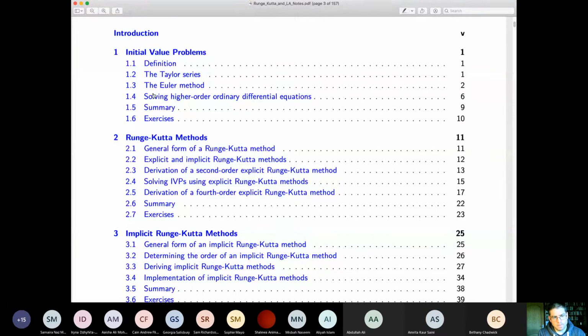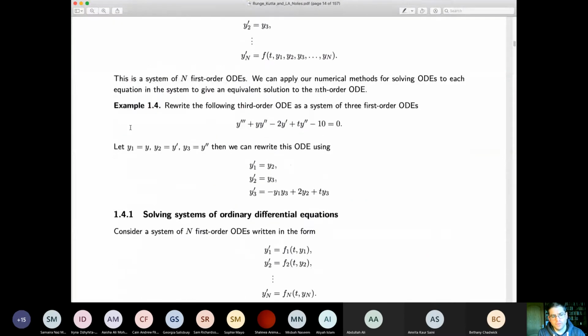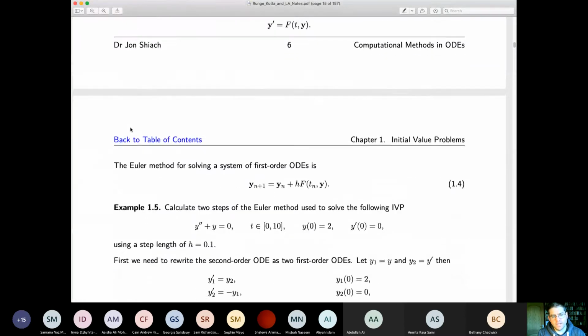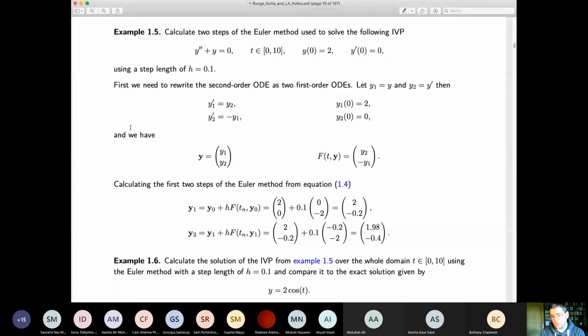I'm going to go back to the first chapter, where we've got solving higher order ordinary differential equations. Down here, hidden away, there is an example of solving a system of ODEs. In the coursework, I'm asking you to solve the SIRD system, which is a system of 4 equations. The number of equations you have doesn't matter. You could have 10, you could have 100. The program is still the same.